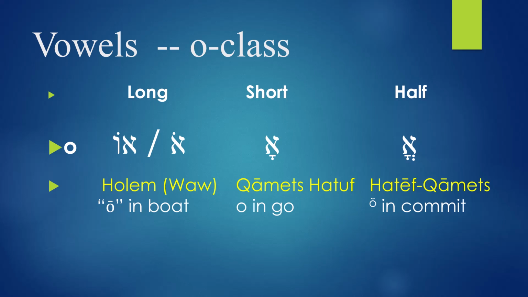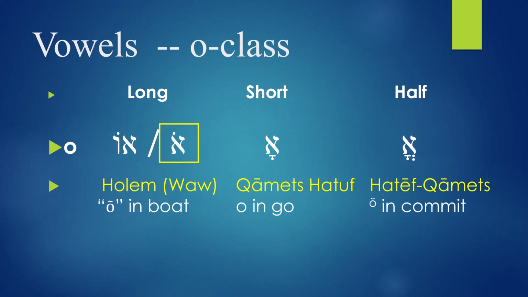On the long one, we have 2 forms. The first form is called holem. That one that is having a dot on top is called holem, and it's making the long O sound. And sometimes it's written with holem and vav, the letter vav under. That also is making the long O sound.